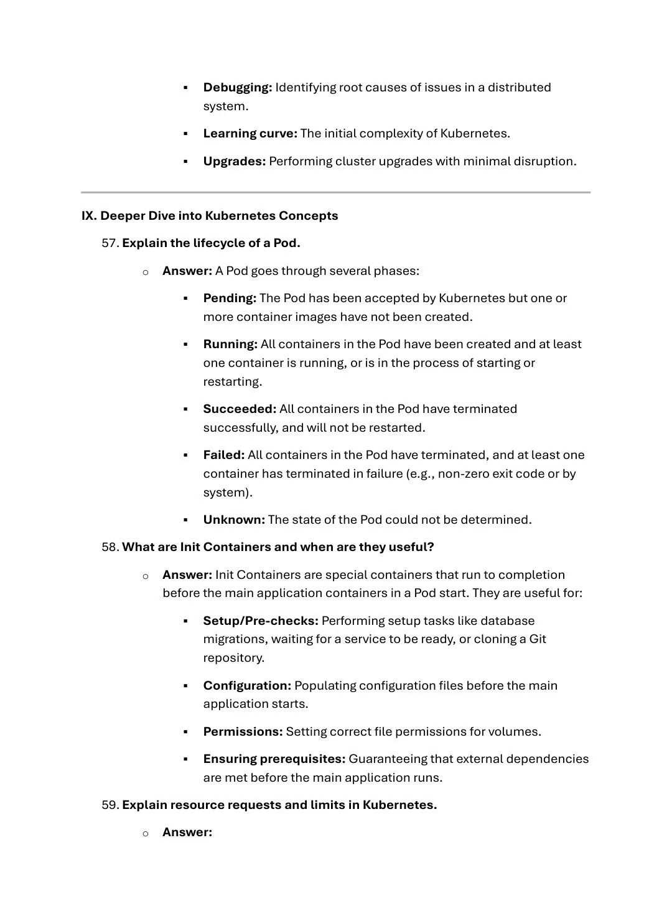Configuration. Populating configuration files before the main application starts. Permissions. Setting correct file permissions for volumes. Ensuring prerequisites. Guaranteeing that external dependencies are met before the main application runs. 59. Explain resource requests and limits in Kubernetes. Answer.